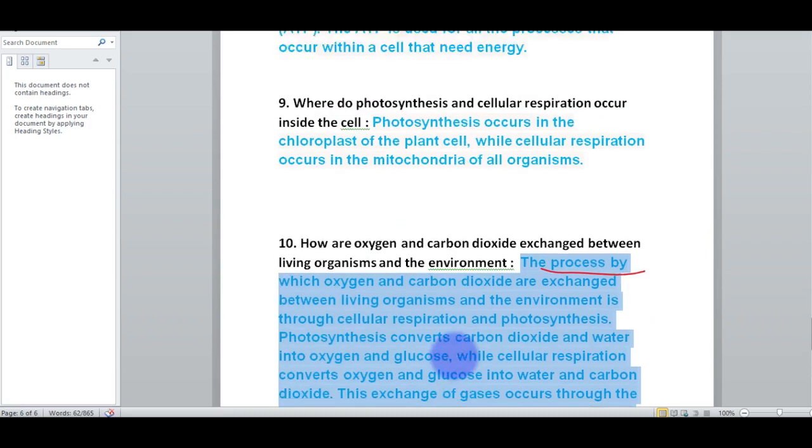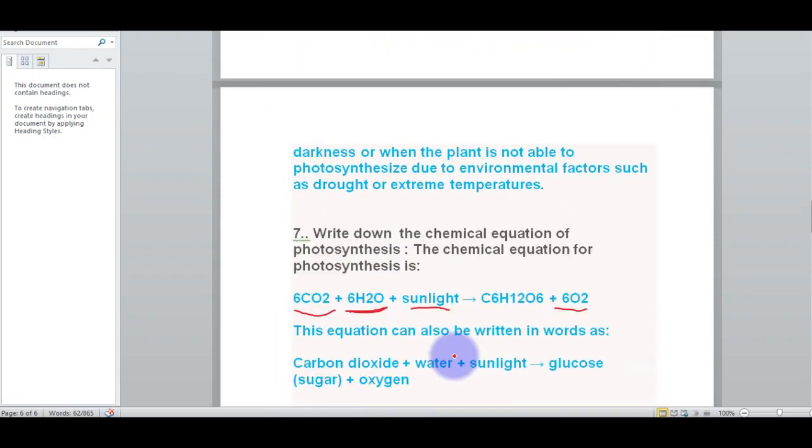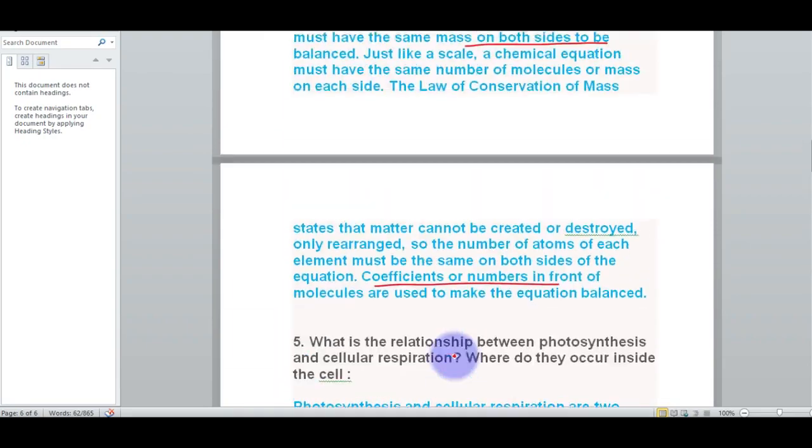So these are the top 10 questions and answers that you can find under this topic, photosynthesis in general.